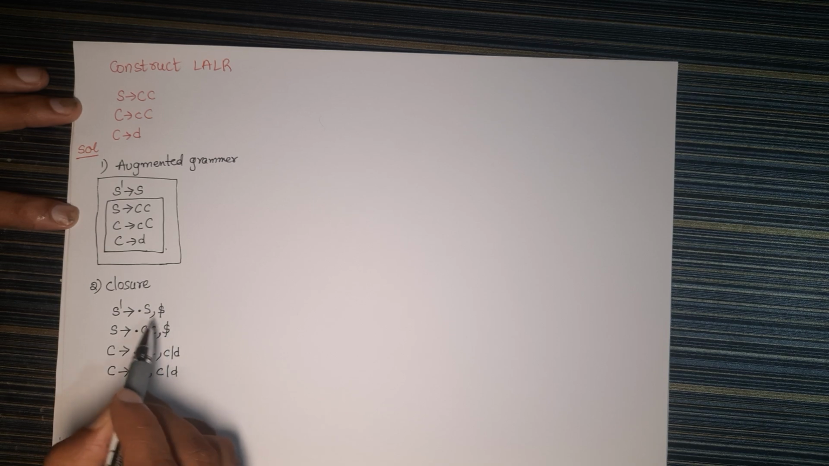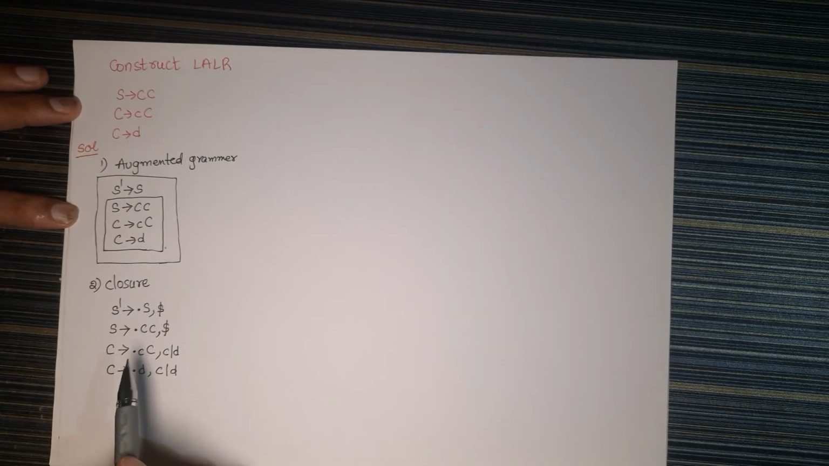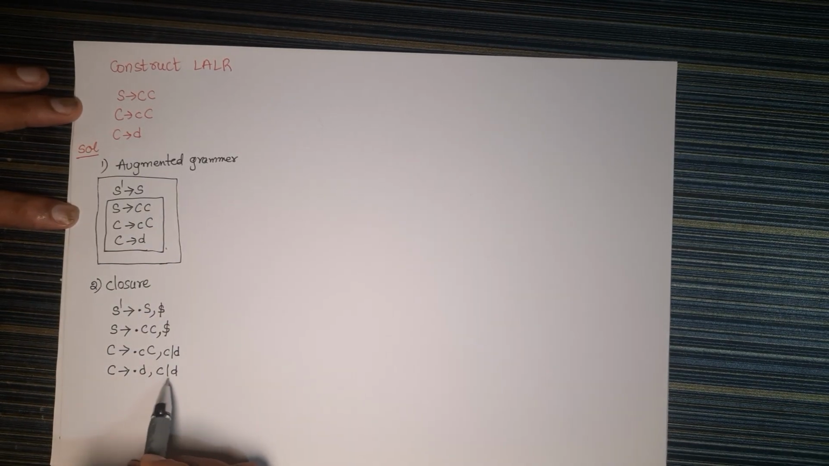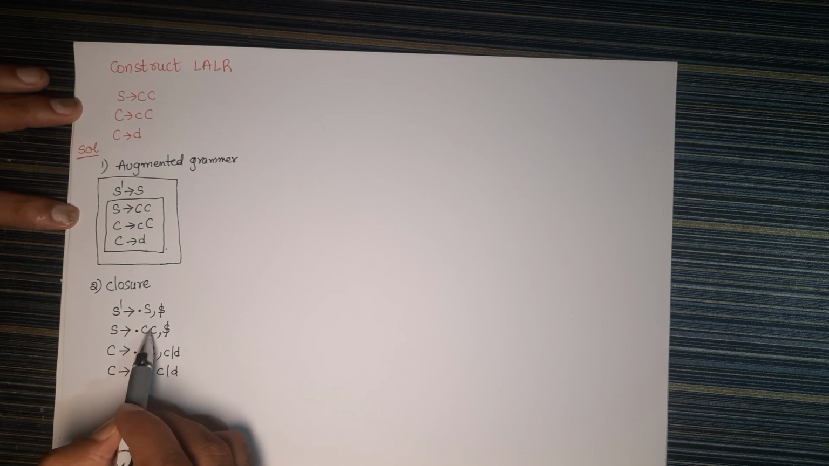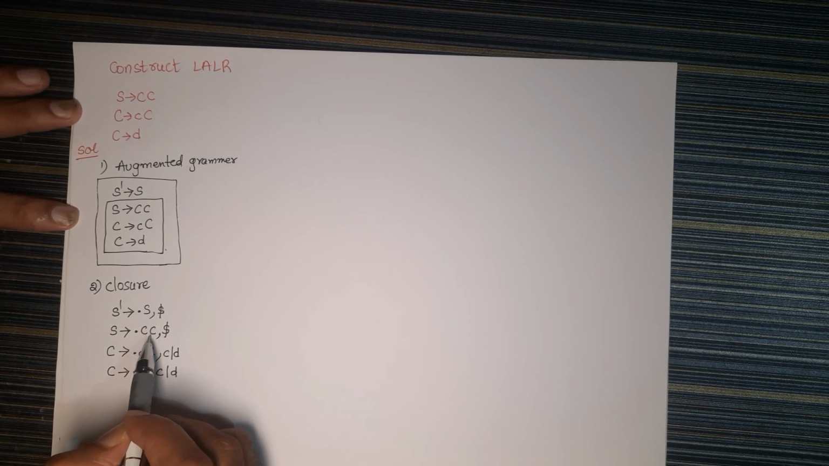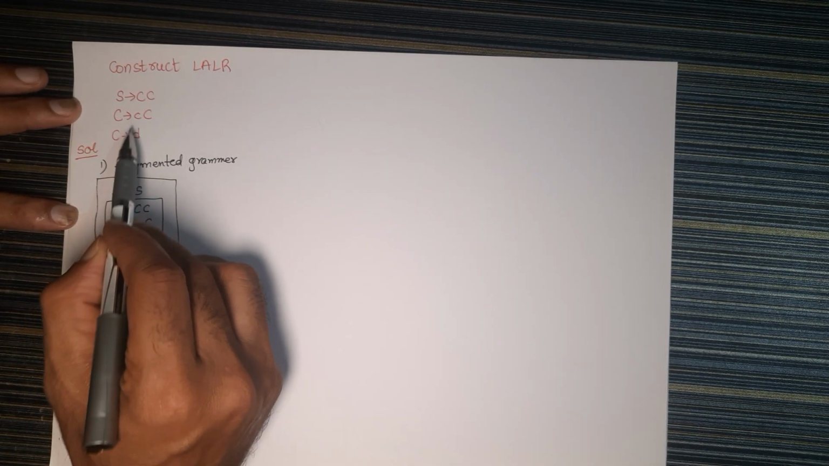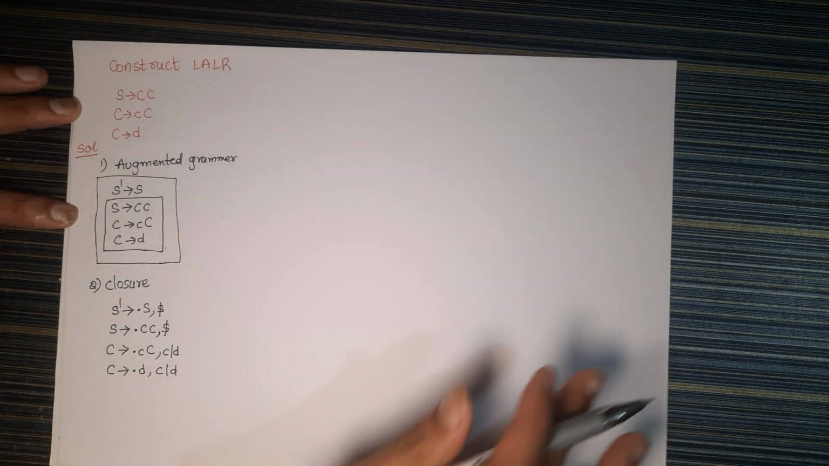Now how do we find this value? For this S we have written this. We find first of dollar, which is dollar. After that we have C, and for C we have C → CC and C → D. Now how do we find the lookahead? For this C we find the first of C. After the arrow mark we have C and D, so the value is c/d.